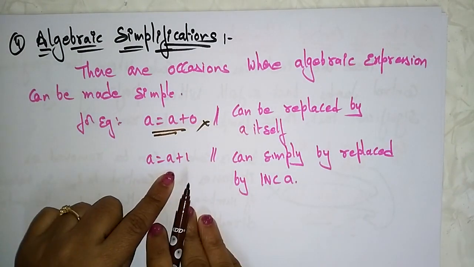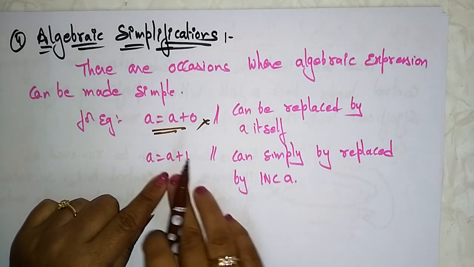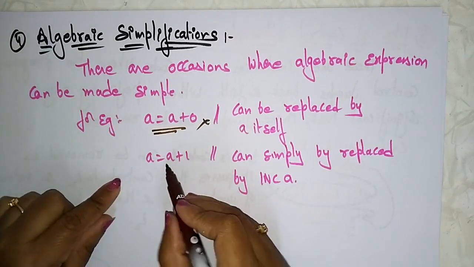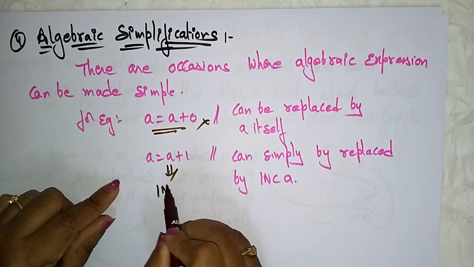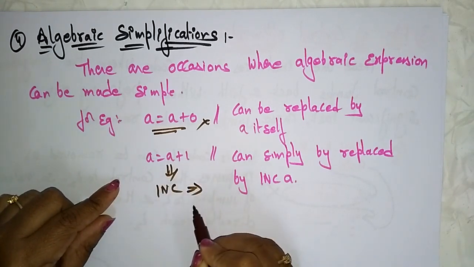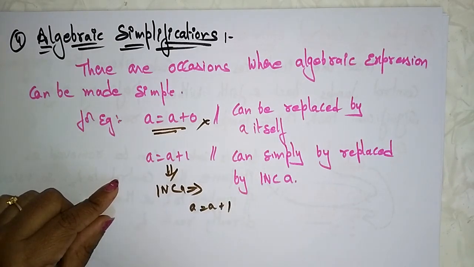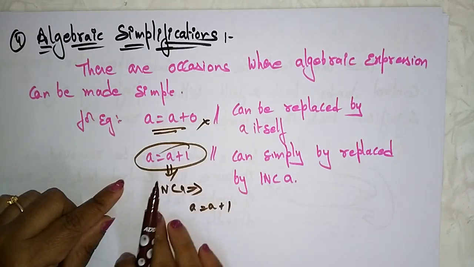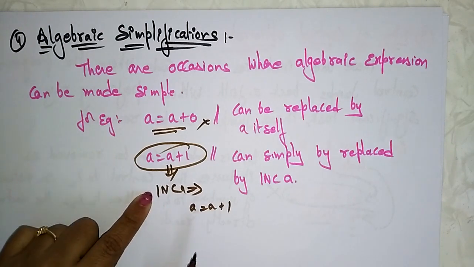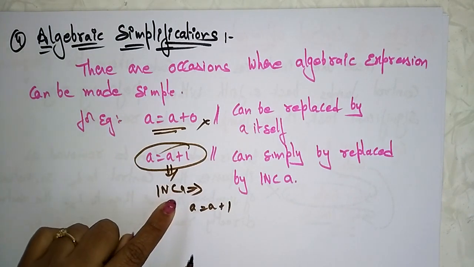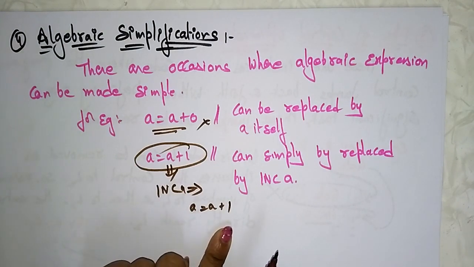a = a + 1. So instead of writing a = a + 1, it's better to write increment a. Increment a is nothing but a = a + 1. Instead of writing this algebraic expression, it's better to write the statement increment a. That means a = a + 1 only.